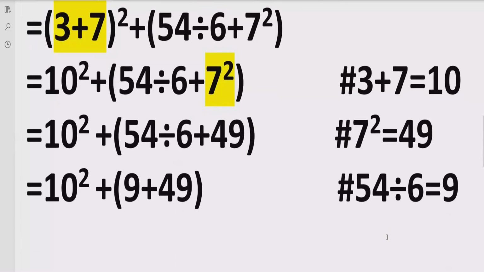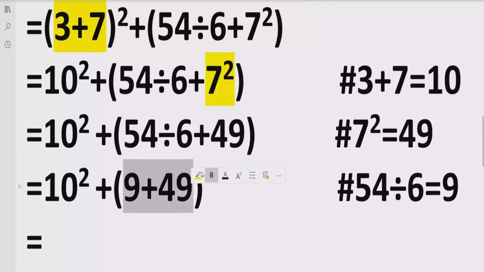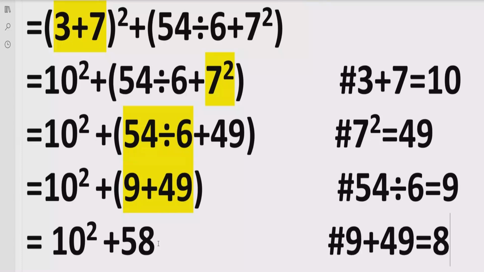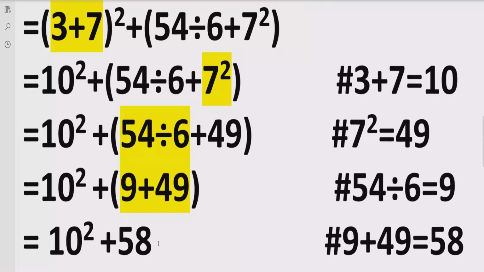Now, move forward. Again, we have to solve the bracket. So, we have to solve this one first. Now, again, we will write this part as it is and 49 plus 9 equals 58. We will write here 58. And here we have to give the reference 9 plus 49 equals 58. Now we have solved this part.